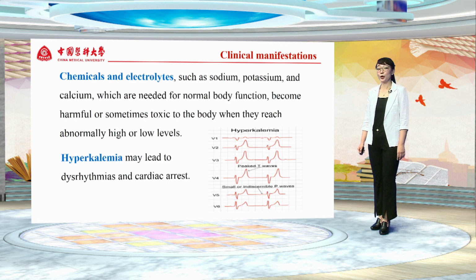Chemicals and electrolytes which are needed for normal body function, such as sodium, potassium, and calcium, will become harmful or sometimes toxic to the body when they reach abnormally high or low levels. Among them, we should be very careful about hypokalemia, which may lead to dysrhythmia and cardiac arrest. Therefore, the patient is monitored for serum potassium levels or symptoms of muscle weakness, numbness. ECG changes may show peaked T waves.